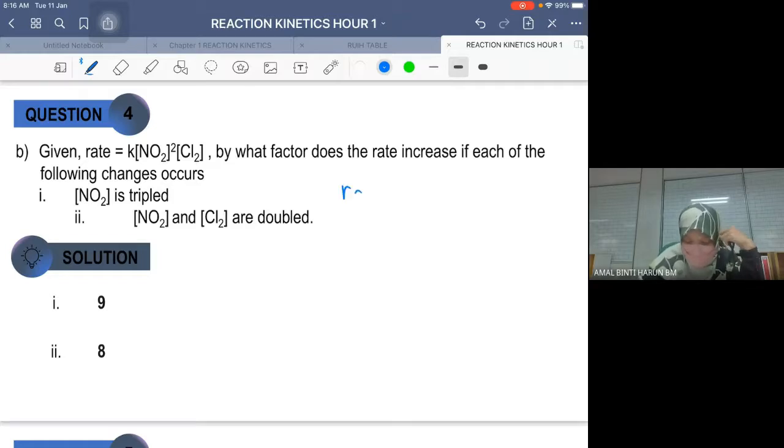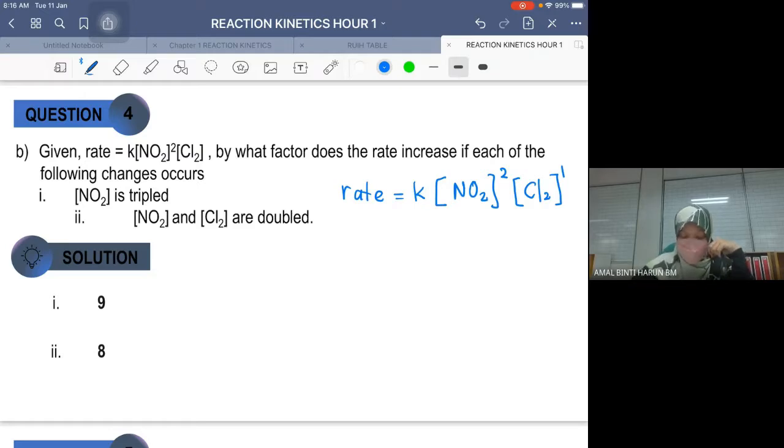We already know the order. Rate equals k [NO2] squared [Cl2]. Second order for NO2, while first order for chlorine. So if NO2 triples, meaning you multiply by 3, it is second order, so it will increase by X times, 3 squared. You will get an increase of 9 times.